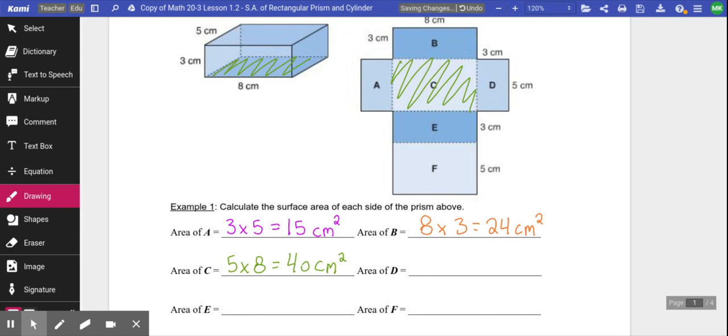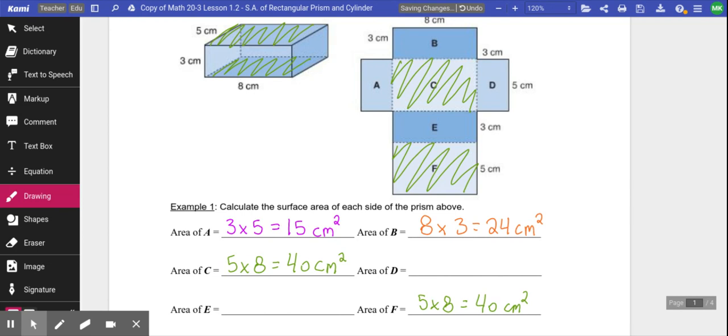Now, if you notice, when you look at these prisms, a lot of the sides are the same, right? They have like a matching pair. So, for instance, C, the bottom of the box, is the exact same thing as the top of the box, or in this case, side F. So if you want to just use the same numbers because it's the exact same size, that's fine. I can go to F and I can just fill it out. I can just say it's 5 times 8, which is 40 centimeters squared. I know they're the same, right? They match up. The top and the bottom are the exact same.